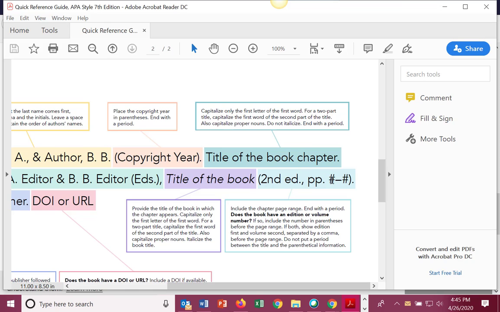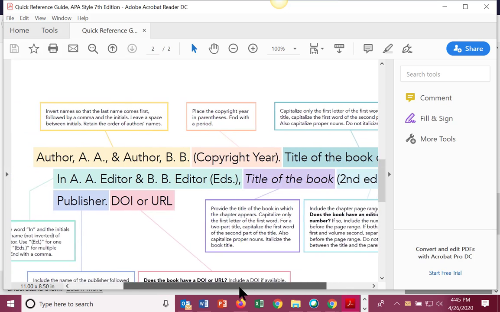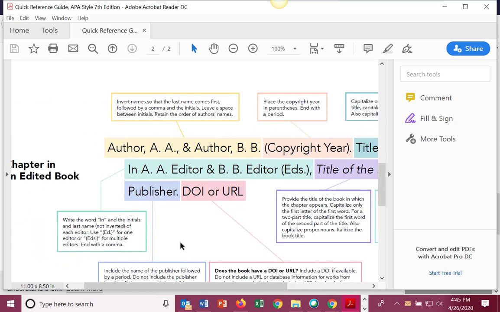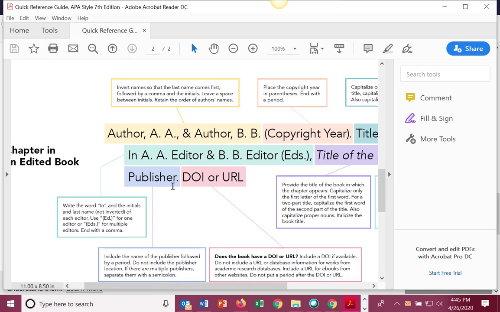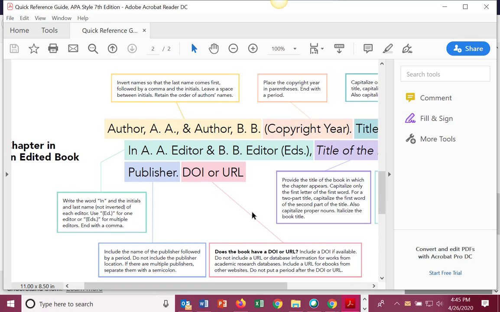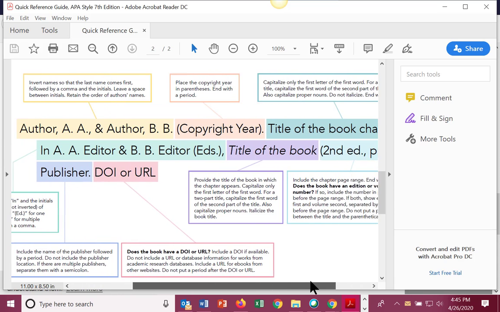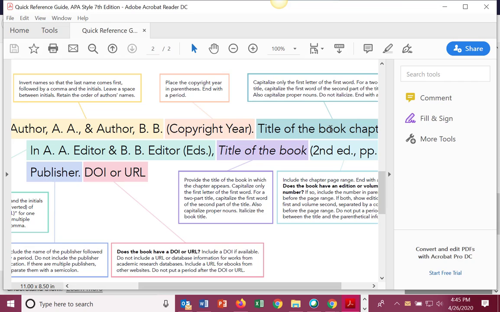Then if it has an edition number, put that. Then you put pp. and then the page numbers. If it has a volume or edition number, again, you would put that information in here. Then would be the publisher, like in a book, or the DOI. So basically for a book with an edited chapter, most of what you're adding in here is the title of the chapter and the editor information.